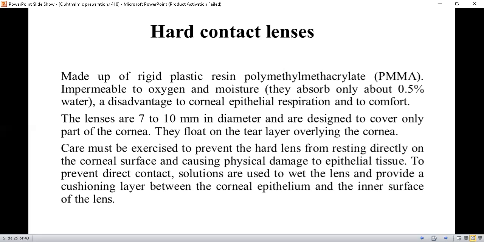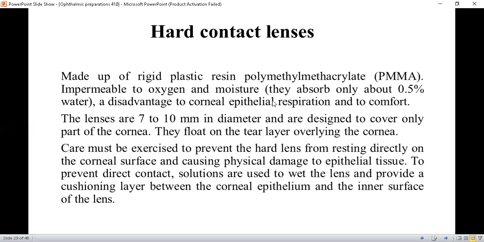Students, care must be exercised to prevent the hard lens from resting directly on the corneal surface and causing physical damage to epithelial tissue. To prevent direct contact, solutions are used to wet the lens and provide a cushioning layer between the corneal epithelium and the inner surface of the lens.